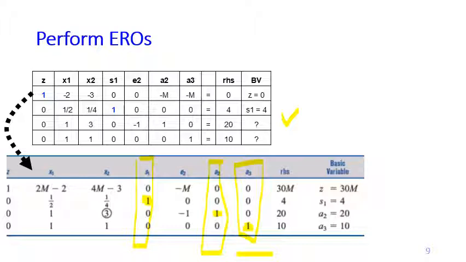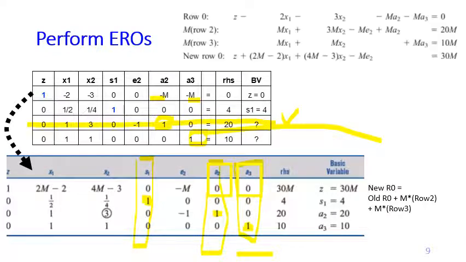Well, you need to get rid of minus M here by doing this. The new row 0 equals the old row 0 plus M times row 2 plus M times row 3. So plus M times the entire row 2 plus M times the entire row 3. So here's the computation. You can write it down like that, or you just do row operations on the table. If you do that, you will see that your new row 0 will look like this one here.